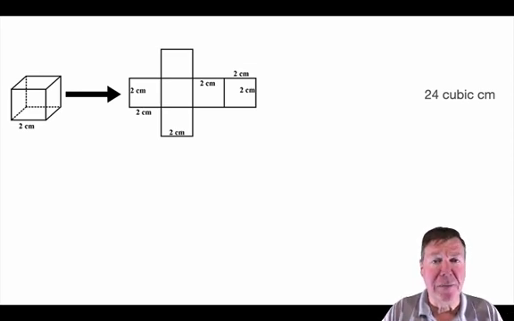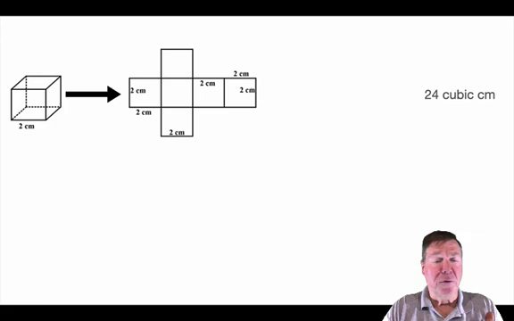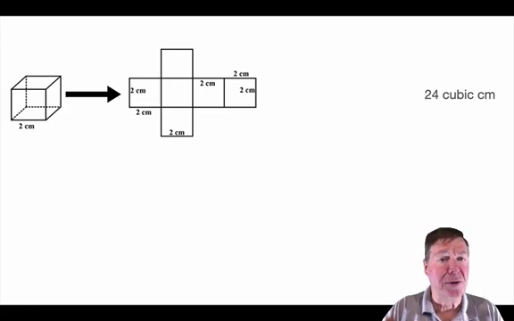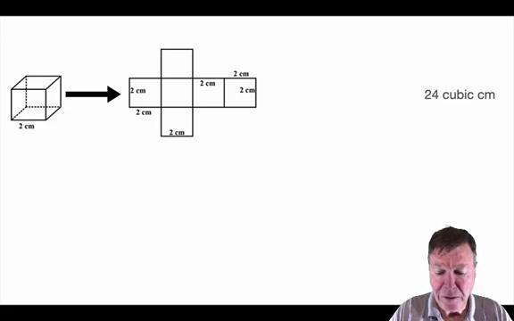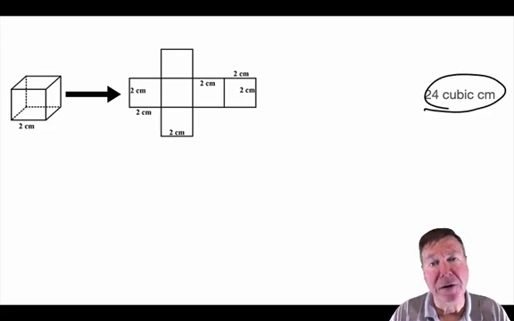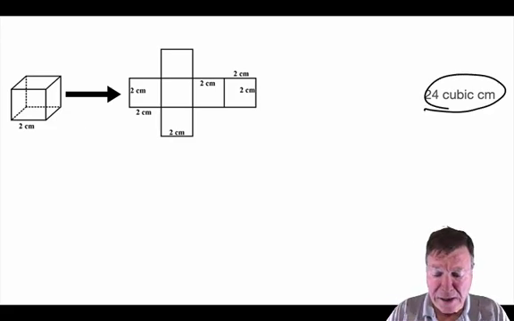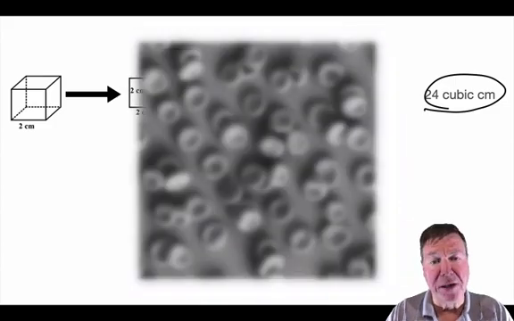If you have a 2 centimeter cube, 2 centimeters by 2 centimeters by 2 centimeters, to find the surface area, you take 2 times 2, multiply it by 6, and you get 24 cubic centimeters. All right. Well, we can do that same thing with red blood cells.